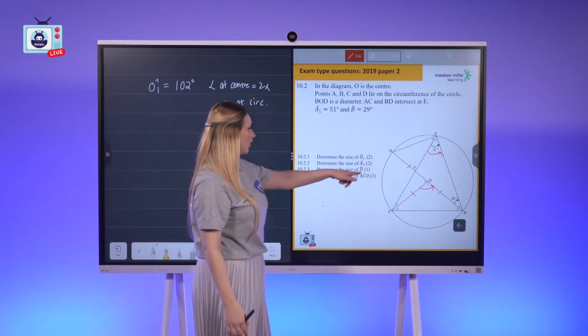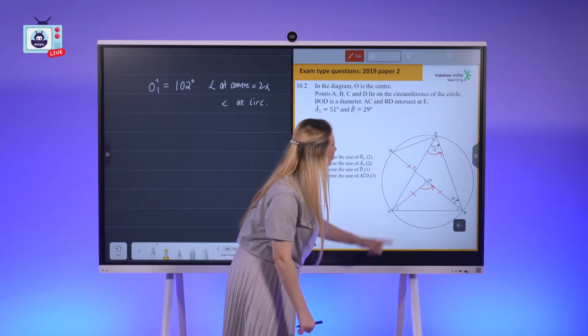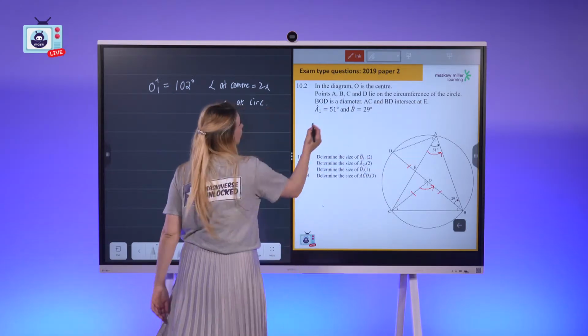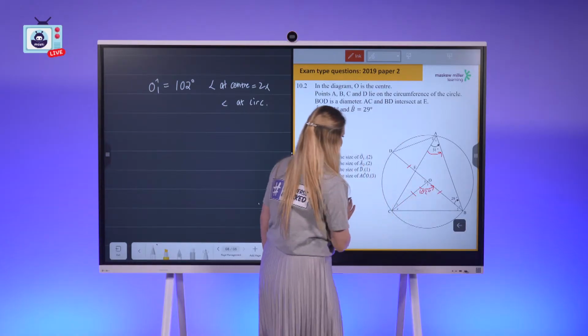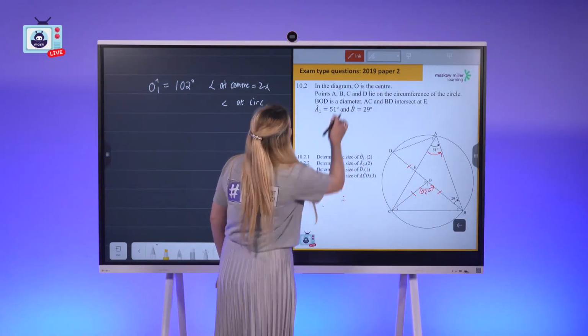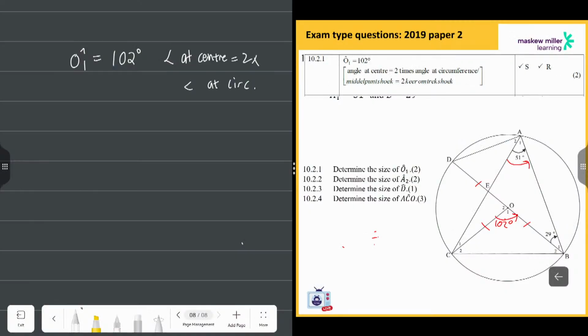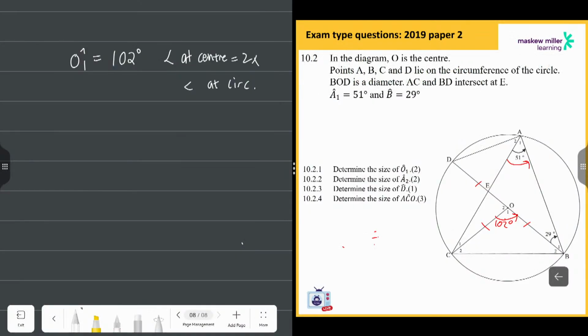Determine the size of A2. Where is A2? A2 over there. Let me just fill in what I found already, so this is 102 degrees. Okay, determine the size of A2. A2 is the angle over here. And we are now looking, how can we go about that? We have our radii, we have our angles in a semicircle. Let's see, how do we go about that one?